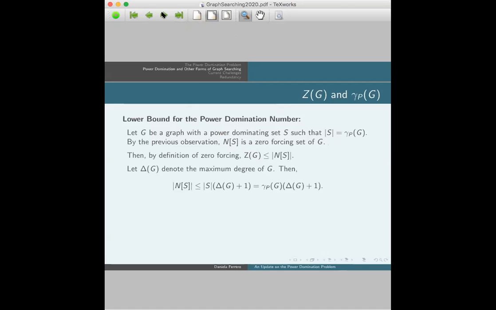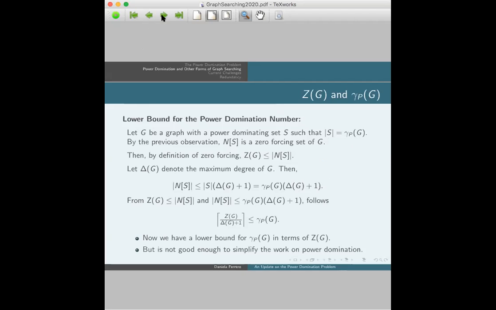So we have this inequality, and we also know that if delta is the maximum degree of a graph G, then the closed neighborhood of the set S will have at most this number of vertices. And since we were taking a set with cardinality equal to the power domination number of G, now we have this. And observe that from this inequality and this one, we have a relationship now between the zero forcing number and the power domination number. So that is a first step.